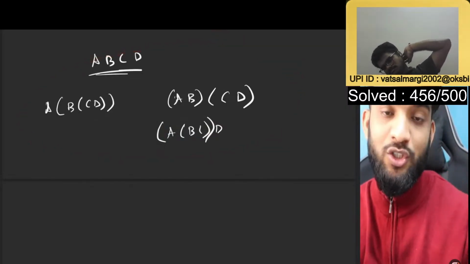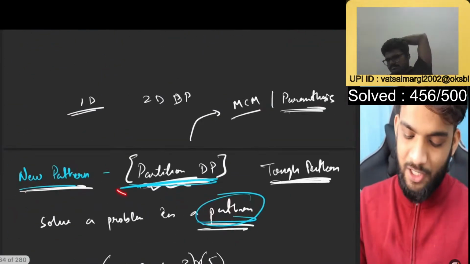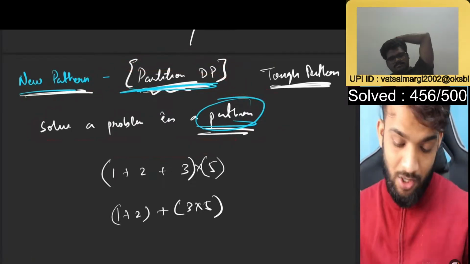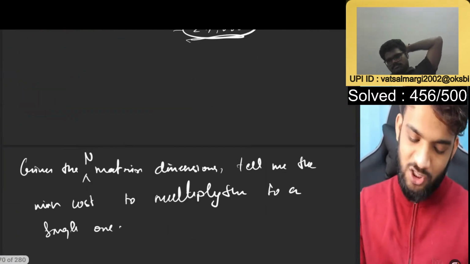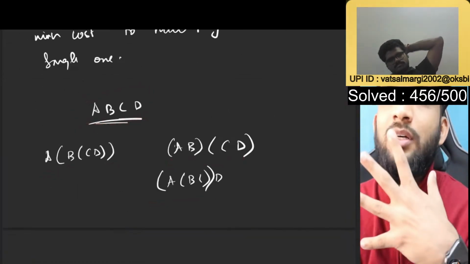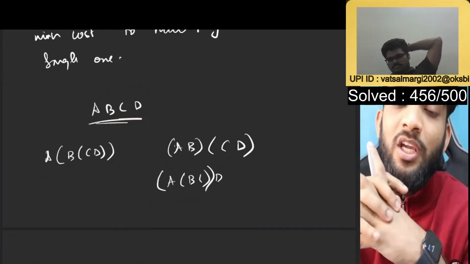So again, which kind of DP? I told you, partition DP, whenever a problem can be solved in different patterns. Because I saw, if I was asked to multiply ABC, there's two ways in which I can, this or this. And when I was asked for ABCD, there can be multiple different ways. So whenever such a problem arises, you think of partition DP.